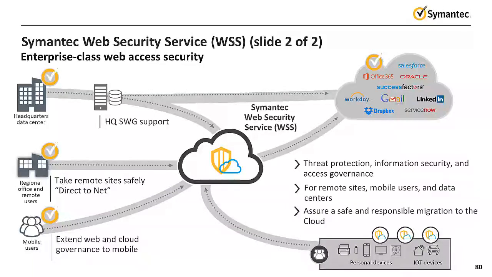WSS supports universal connectivity by covering endpoints and devices whether they connect from corporate headquarters, remote offices, or with the use of a WSS agent or app from outside your corporate network. This figure depicts a diagram of how headquarters-based regional and remote users can access cloud applications through Symantec WSS.